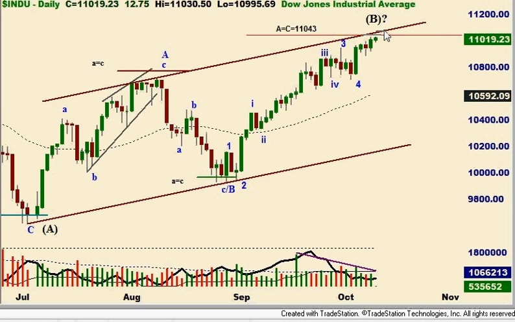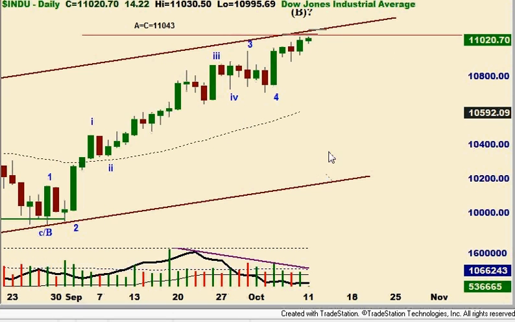And again, here's that parallel channel. It all fits in around that 11,040, maybe up to 11,070 area. Here's a close-up again of that wave count and the A equals C target, as well as that 11,070 area, which is also the parallel trend channel. Let me back up one thing.